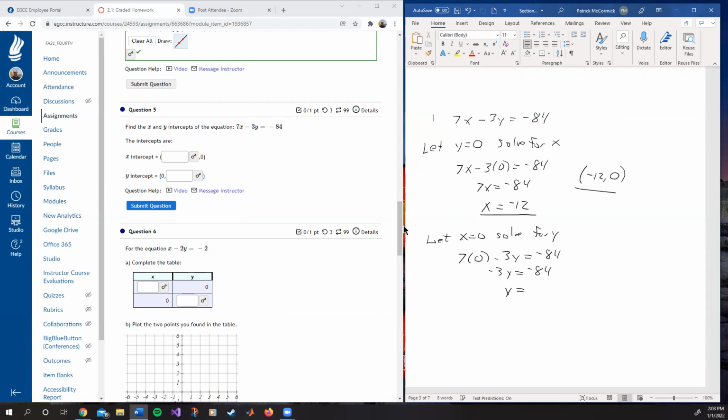Divide both sides by -3, so I got my handy dandy calculator. -84 divided by -3, I get 28. Use your calculator. Your calculator is your friend. So x equals 0 and y equals 28. So there's my y-intercept. Now I'll come back over here and enter my information. Just be careful you put the right numbers in. So the x-intercept was -12, 0. The y-intercept was 0, 28.